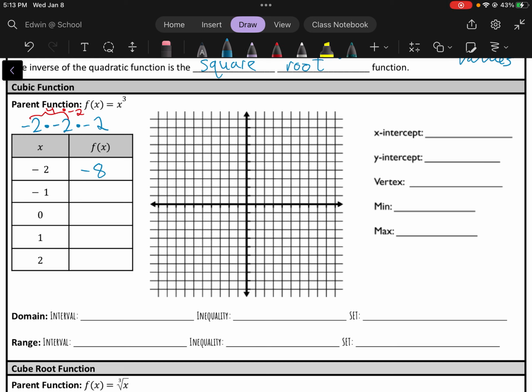So the negative stays there, but the value is just raised to the power of 3. So -1 cubed is going to be -1. 0 times 0 times 0 is 0. 1 times 1 times 1 is 1. 2 times 2 times 2 is 8. Now we got another set of points that we need to plot to see how it looks. Let's check it out.